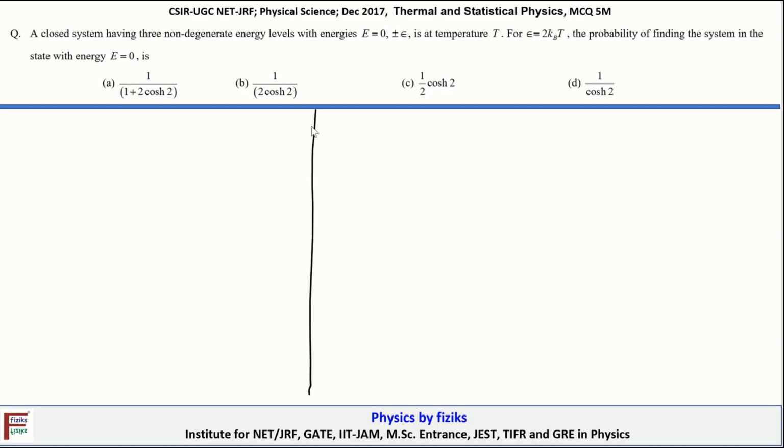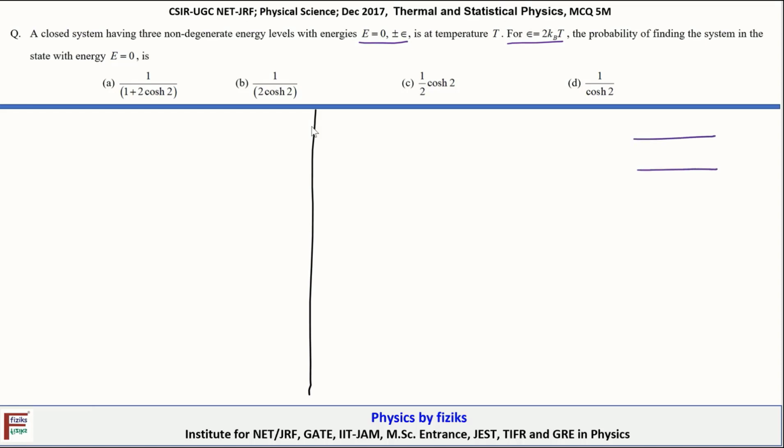The statement is: a closed system having 3 non-degenerate energy levels with energy E equal to 0, plus minus E, is at temperature T. For E equal to 2 kT, the probability of finding the system in the state with energy E equal to 0 is. Okay, so let's try to understand this problem. So we are given a system with 3 energy levels.